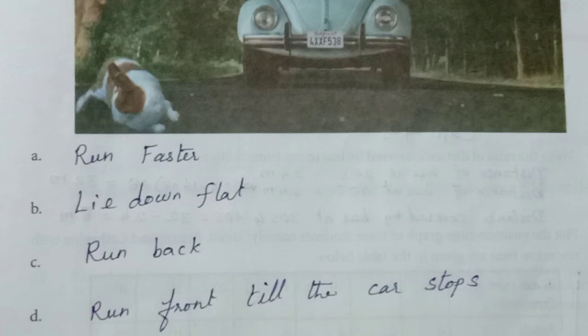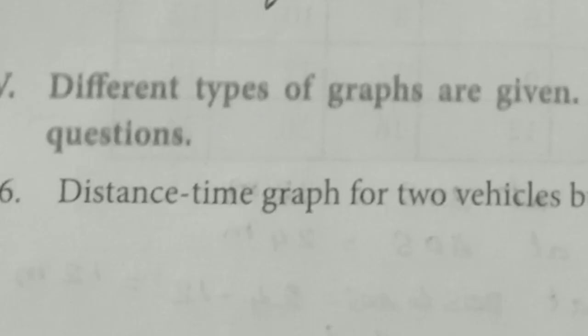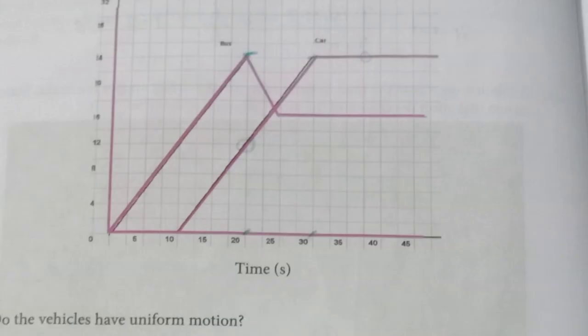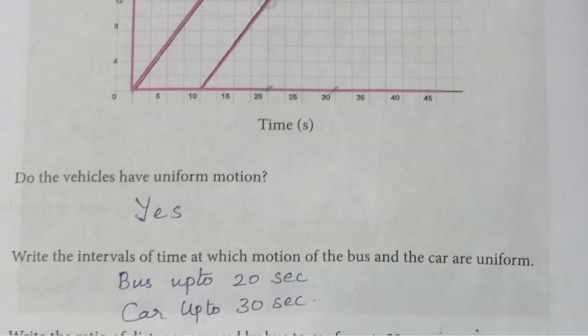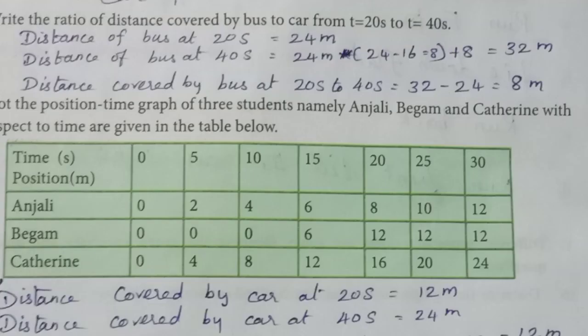Different types of graphs are given. Observe the graph carefully and answer the questions. 16. Distance time graph for two vehicles, bus and car are given below. A. Do the vehicles have uniform motion? Yes. B. Write the intervals of time at which motion of the bus and the car are uniform. Bus up to 20 seconds, car up to 30 seconds.